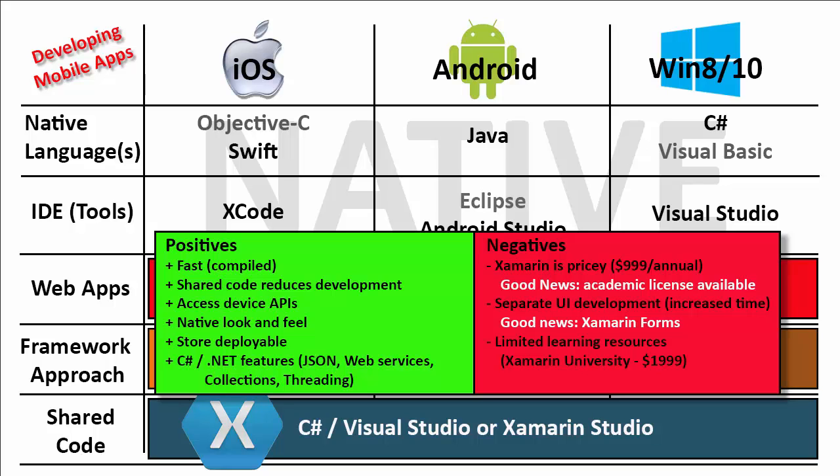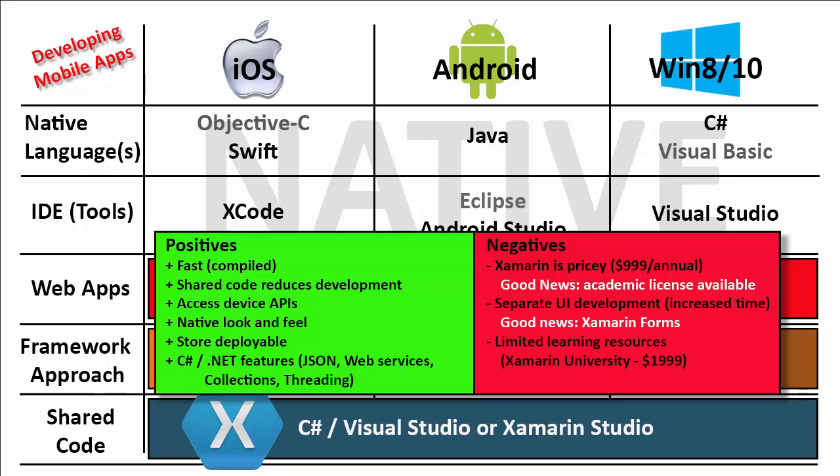But in creating that one interface, when it builds for each of these platforms, it makes the controls look like the controls for that platform. So if I create a button in Xamarin Forms and I deploy it to iOS, it'll look like an iOS button. But if I deploy it to an Android device, it'll look like an Android button, and the same with Windows 8.